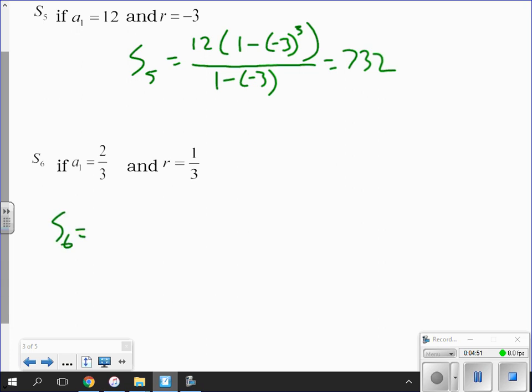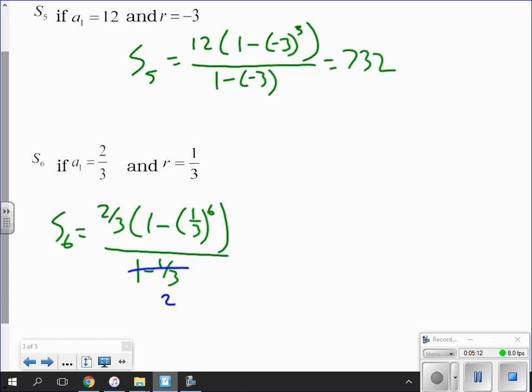S sub 6 is the first term, 2/3, times 1 minus r, which is 1/3, to the nth power, which is 6. And once again, that whole thing in parentheses is divided by 1 minus r, 1 minus 1/3. Now, here's something really slick on this one. What is 1 minus 1/3? 1 minus 1/3 is 2/3.